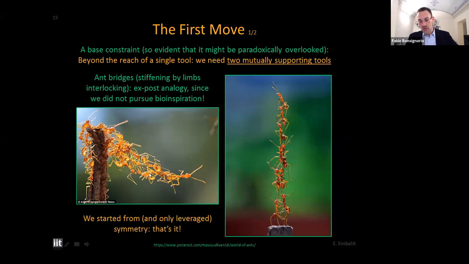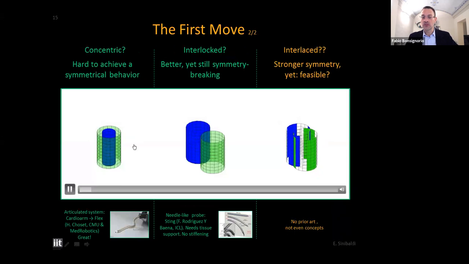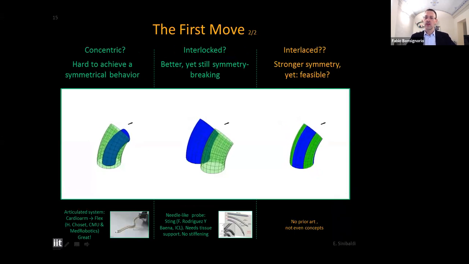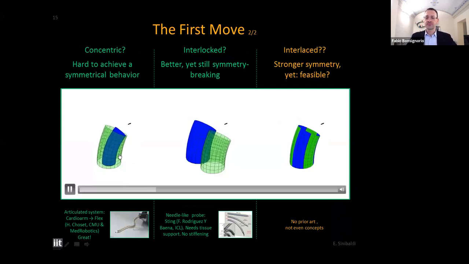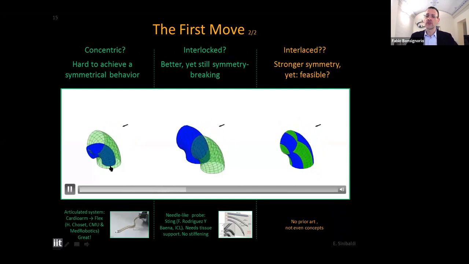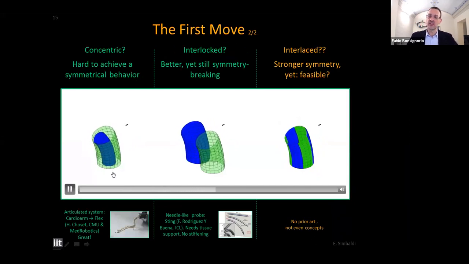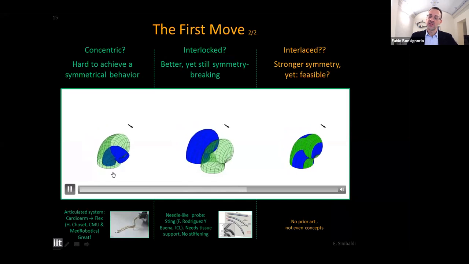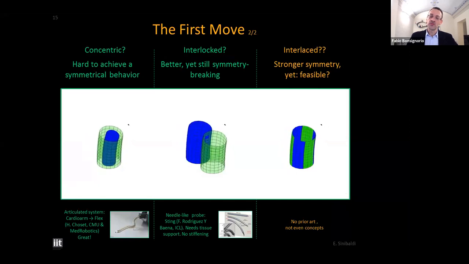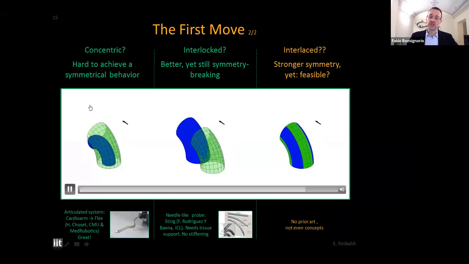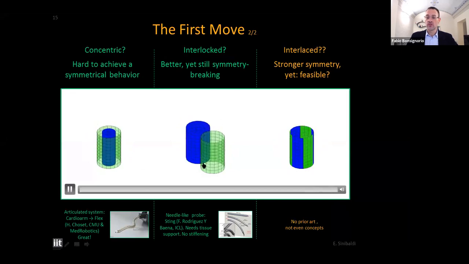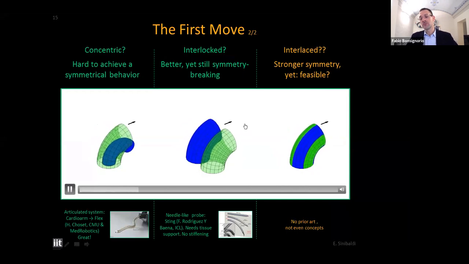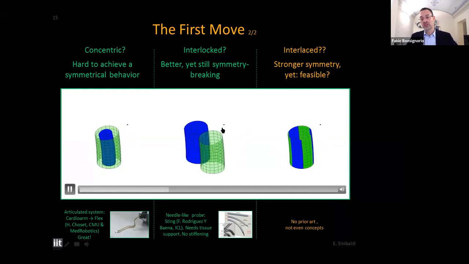So mutually supporting tools were, for me, something similar, but how to locate these tools? One within the other could be an option. However, for flexible systems it's not very simple, because this really introduces quite a strong symmetry breaking at the very beginning. One close to each other, for instance, is called interlocked. Might be interesting. So this might work for this kind of deformation that you are seeing now.